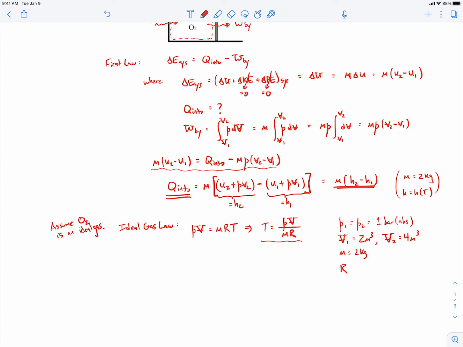Now to get the gas constant, remember this is the gas constant for oxygen. It's not the universal gas constant. It's not the gas constant for air. It's the gas constant for oxygen. To find that, you can look that up in a table. And if you do that, you'll find that it comes out to be 259.83 joules per kilogram Kelvin. So this comes from a table.